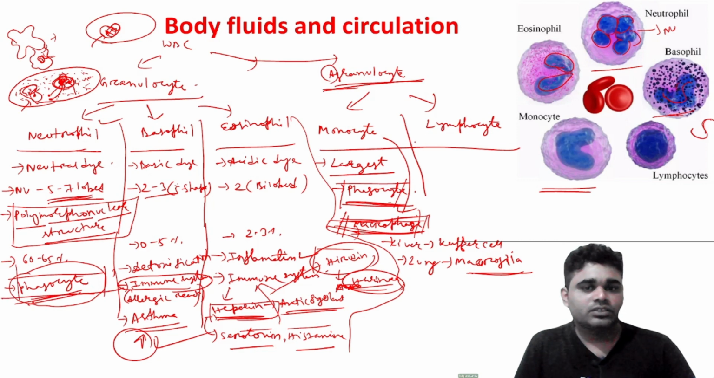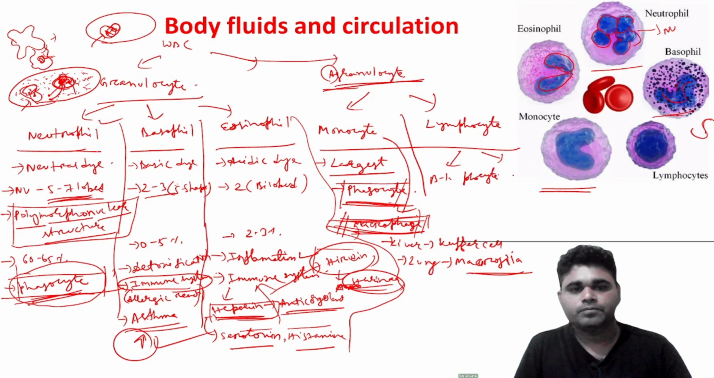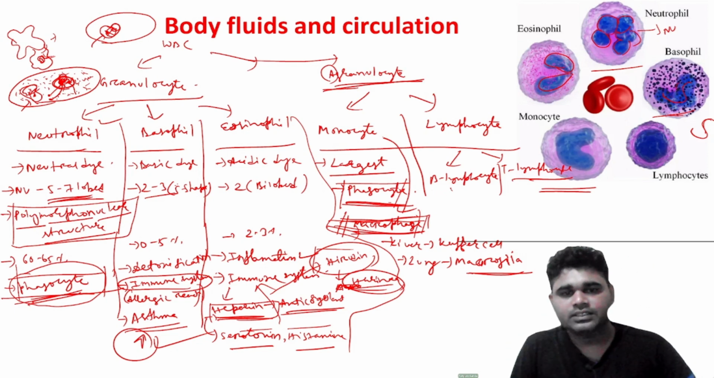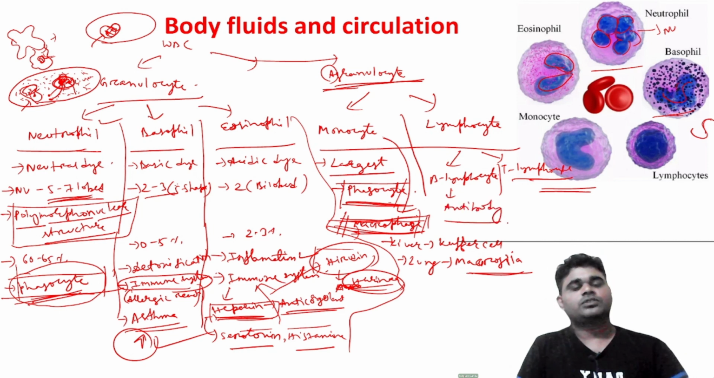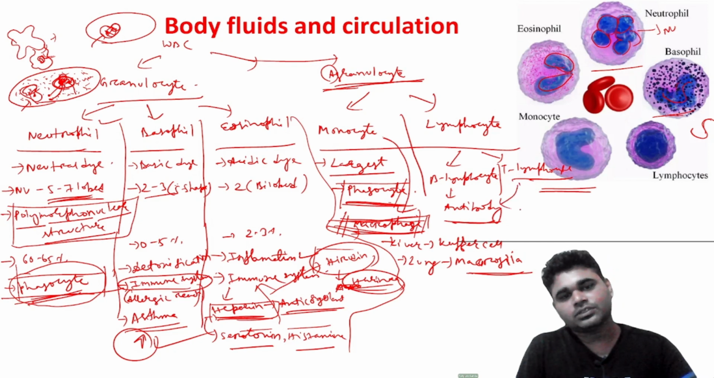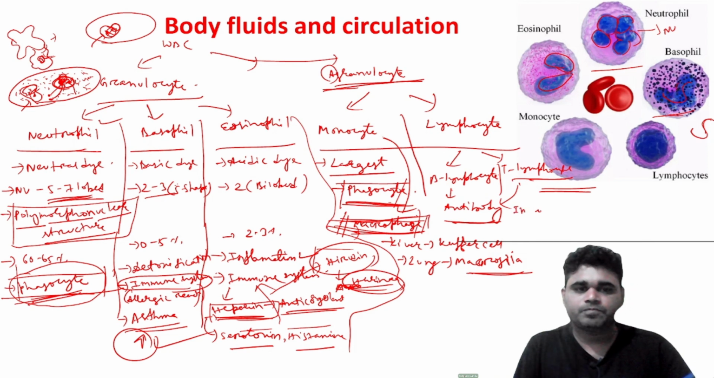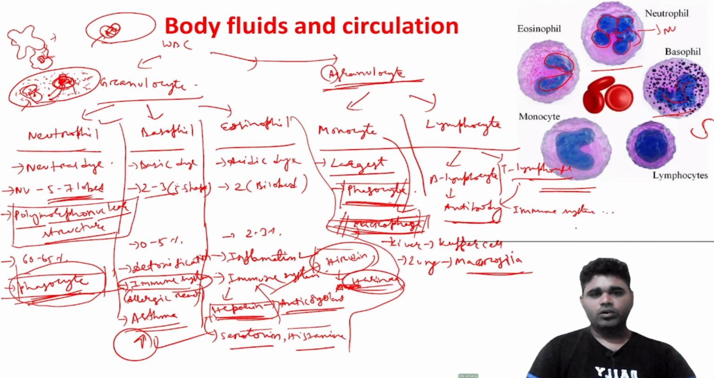Okay. So this is the monocyte, and one is the lymphocyte. The lymphocyte releases the B lymphocyte. Another is called the T lymphocyte. Okay. So the B lymphocyte forms the antibody. You will learn about it in the immune system. And the T lymphocyte helps in the formation of the antibody. So that means it also helps in the immune system.